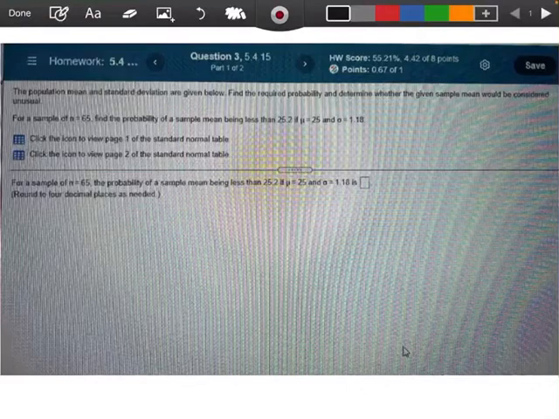All right, so this is a question out of 5.4. It's number 3. And it says the population mean and standard deviation are given below. Find the required probability and determine whether the given sample mean would be considered unusual. It says from a sample of n equals 65, find the probability of a sample mean being less than 25.2 if our population mean and our population standard deviation are 25 and 1.18.